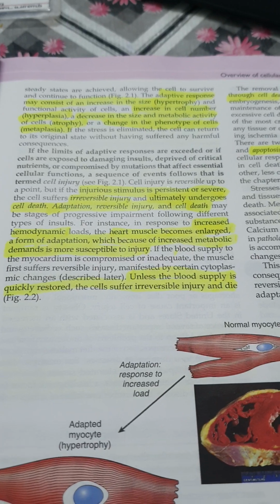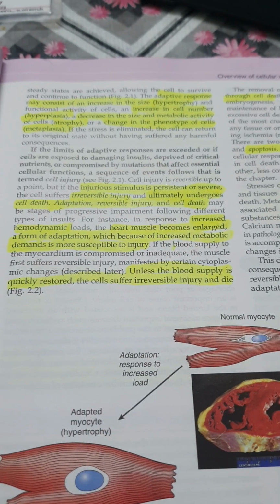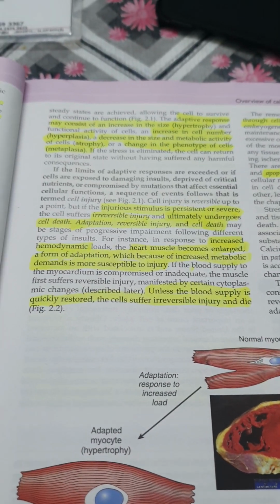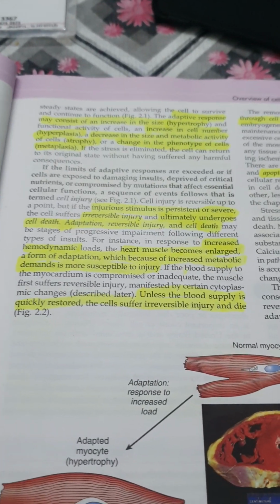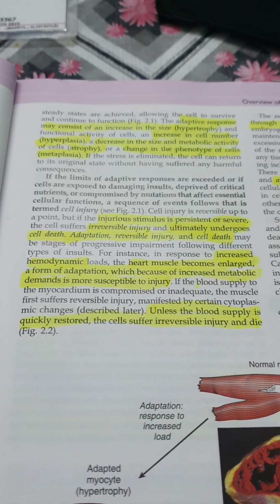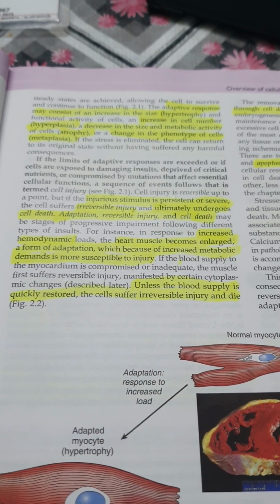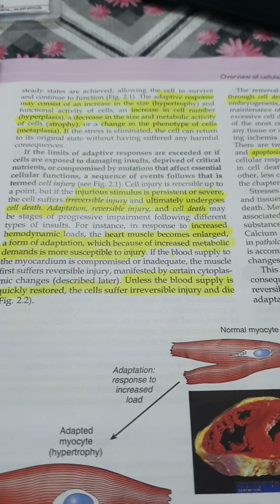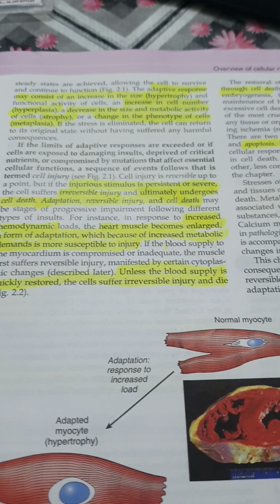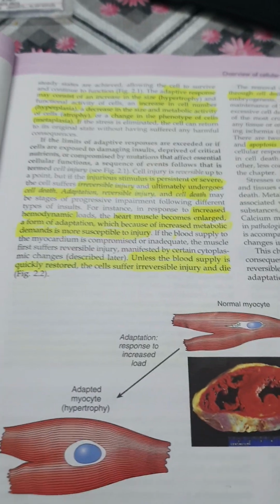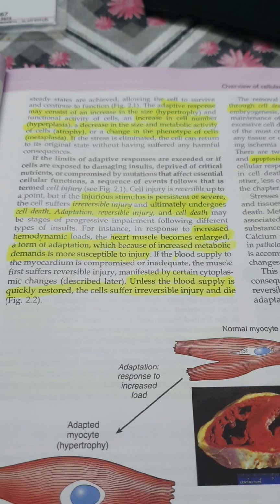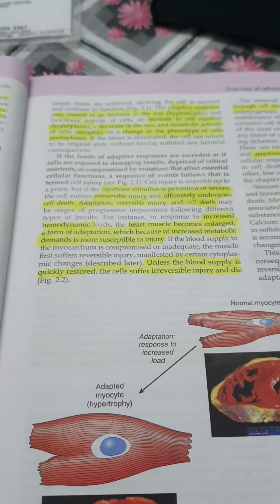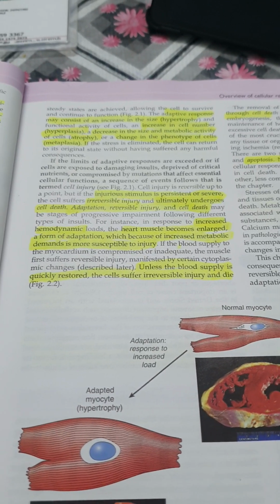For instance, with increased hemodynamic loads, the heart muscle becomes enlarged due to vigorous activity. It is a form of adaptation, as it is working vigorously. But because of the increased metabolic demand, it is more susceptible to injury. Your body requires blood and also requires oxygen, and oxygen is carried to the body mainly by blood. So we want the heart to pump more, and hence the heart muscle becomes enlarged, which is a form of adaptation. Unless the blood supply is quickly restored, the cell suffers irreversible injury.